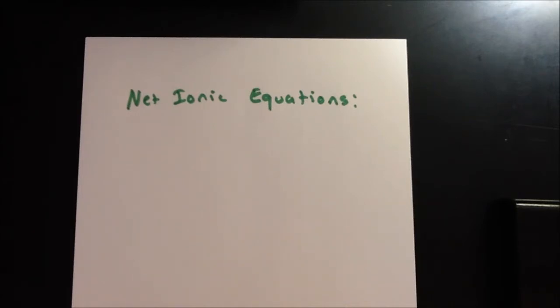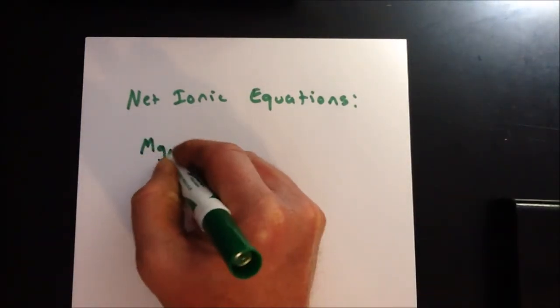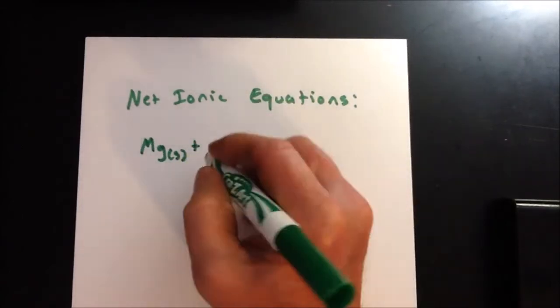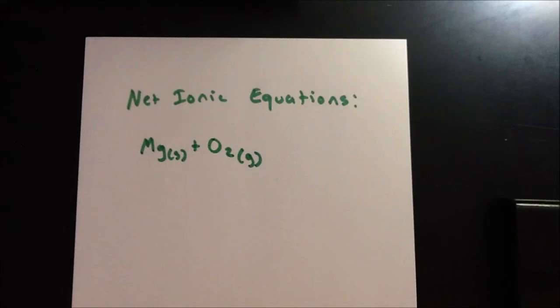So the first net ionic equation I might give you might be a sentence that says solid magnesium is burned, and I might say, write that reaction, balance that equation, and ultimately give me the net ionic equation for that. So solid magnesium is burned. Now we have to know that is burned means it reacts with O2, oxygen gas.